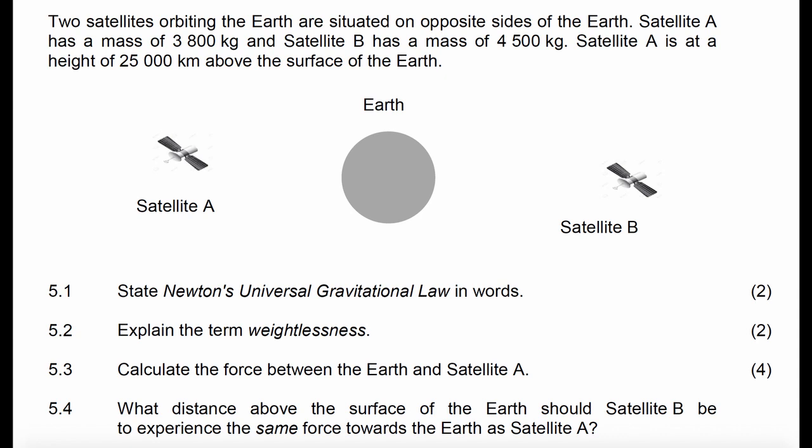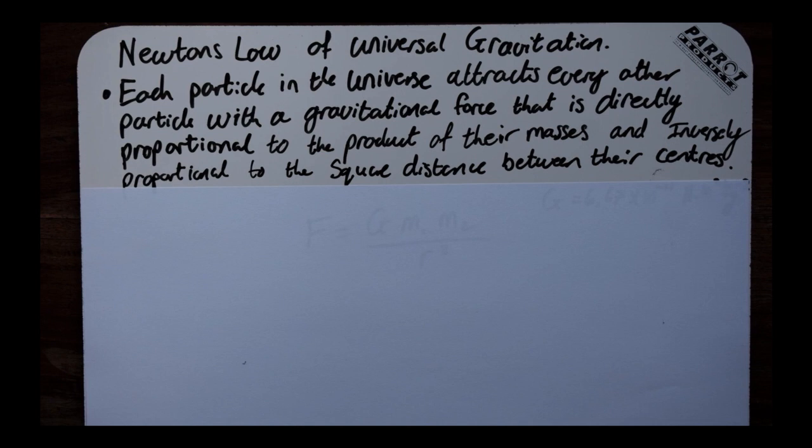Number 1, state Newton's universal gravitational law in words. Number 2, explain the term weightlessness. Number 3, calculate the force between the Earth and satellite A. And number 4, what distance above the surface of the Earth should satellite B be to experience the same force towards the Earth as satellite A? Choose from greater than, less than, or equal to the distance above the Earth. Explain how you arrived at the answer. The answer for 5.1 is going to be on your screen as we speak.